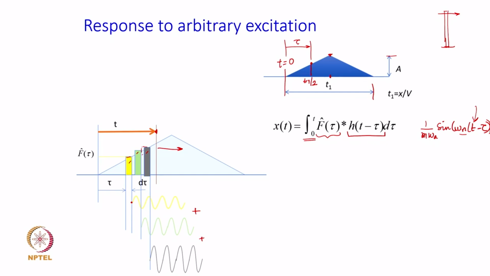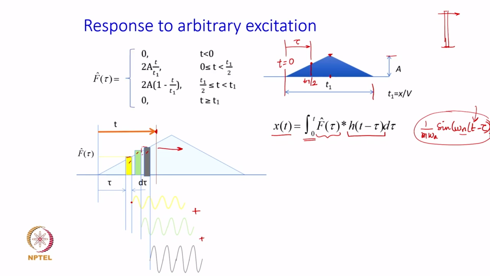Now, for this particular triangular excitation waveform, we can mathematically define F cap tau. Ultimately, if you want to find out x of t, you will have to do integration on this expression, which means that this is mathematically well defined and known, whereas F cap tau has to be written in a mathematical form, so that you will be able to integrate the expression and get a final expression x of t, because then only you will be able to find the response at any instant of time t.